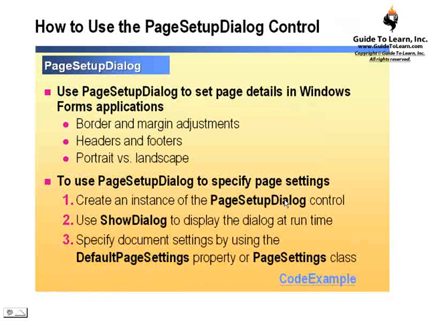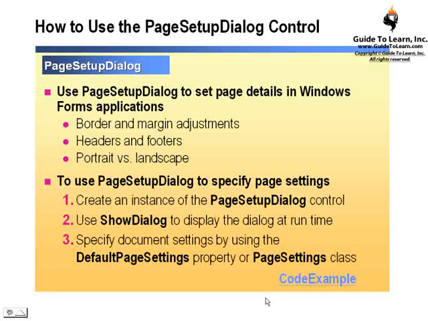And then how to use the page setup dialog. Before you print, perhaps you want to set the page. Again, use a page setup dialog. You could set the page detail in a Windows form. You could set the borders, margin adjustment, header, footer, portrait, and landscape. And this is an example of it.